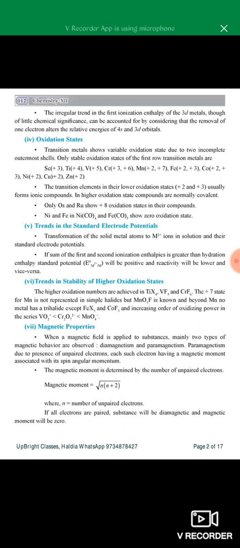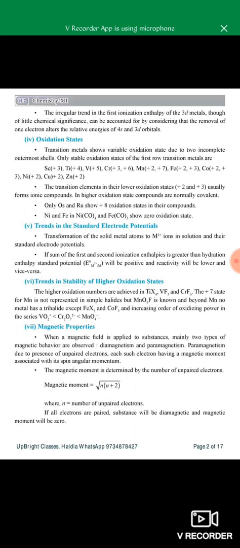Oxidation state: they show variable oxidation states due to the two incomplete outermost shells. The only stable oxidation states of the first row transition metals are from scandium to zinc. The transition metals in their lower oxidation states, +2 and +3, usually form ionic compounds. In higher oxidation states, these are usually covalent.